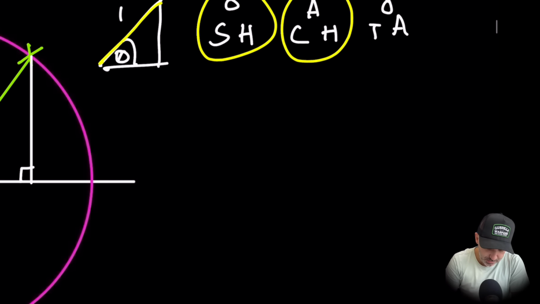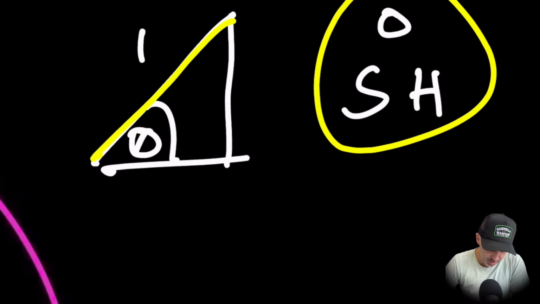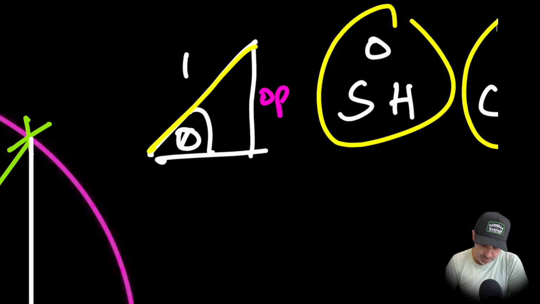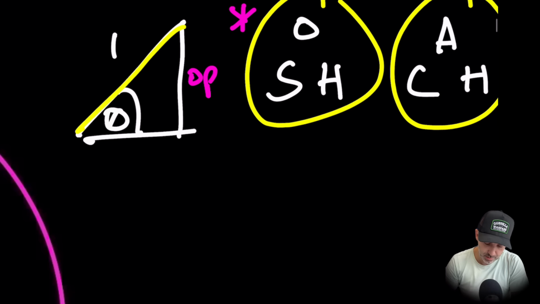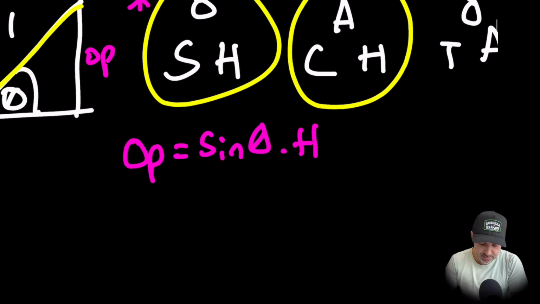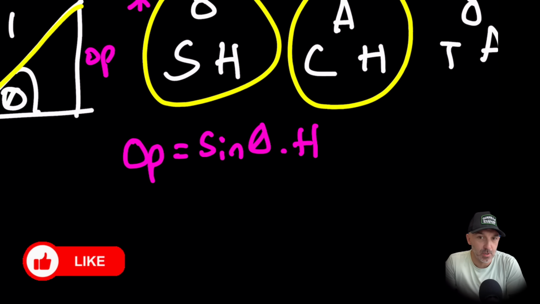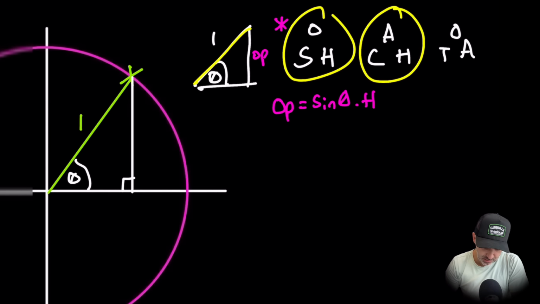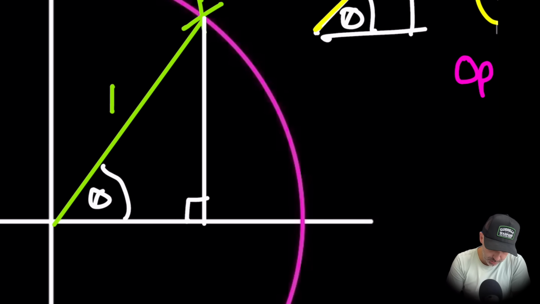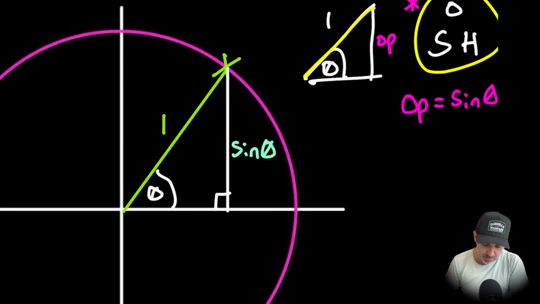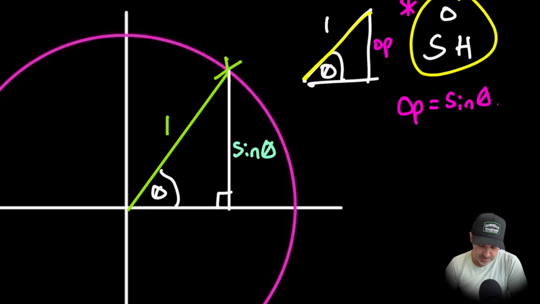So if you're trying to figure out the opposite side of this triangle, let's put OP for opposite side, we could use sine. The opposite side here is equal to sine theta times h. But sine theta times h will be sine theta times 1, because 1 will always be the hypotenuse. So the opposite side of this triangle will always be just whatever the value of sine theta is.